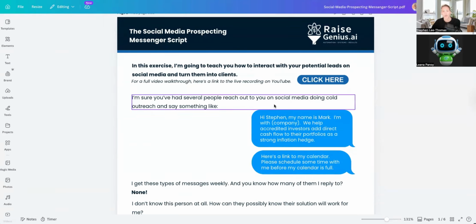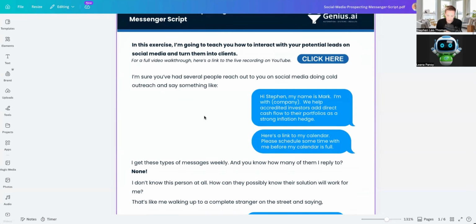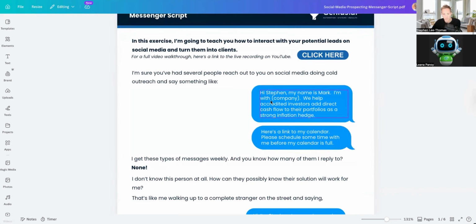So now I already gave you the example, right? This is what happens to me. I'm sure it happens to you, and I'll get someone reach out and they say, hey, Steven, my name's Mark. I'm with, fill in the blank company. We help accredited investors add direct cash flow to their portfolios as a strong inflation hedge. Here's a link to my calendar. Please schedule some time with me before my calendar is full. I changed the name here for anonymity purposes, but this is almost verbatim a message I got.